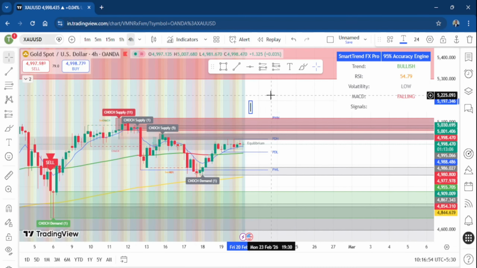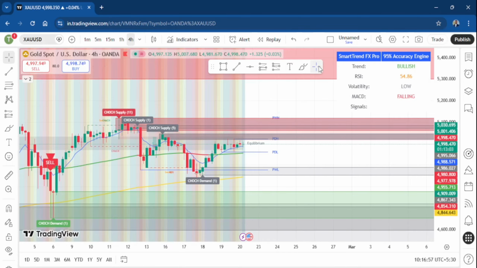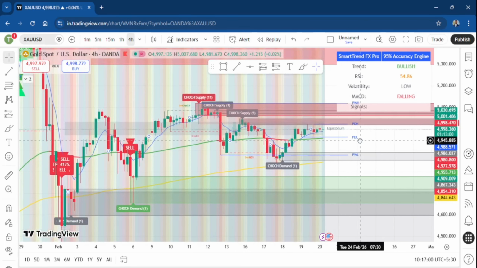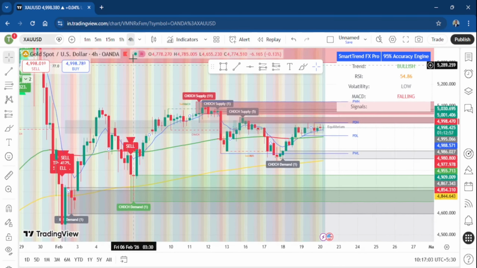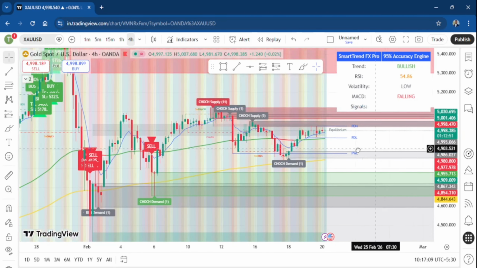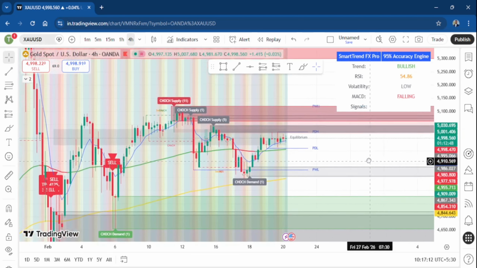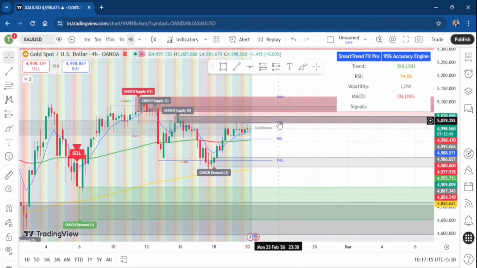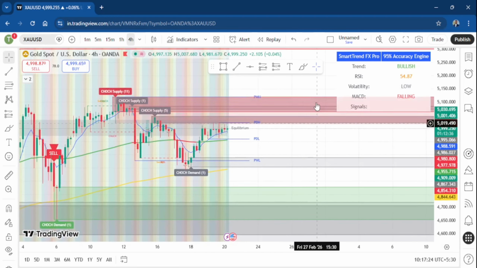Today, we're looking at a very interesting setup on the XAUUSD chart, also known as gold. We are starting off our top-down analysis here on the 4-hour time frame to understand the major market structure. If you take a look at our SmartTrend FX Pro indicator on the top right of the screen, you will notice that the overall trend is currently strongly bullish. Price is currently fluctuating right around our equilibrium level.